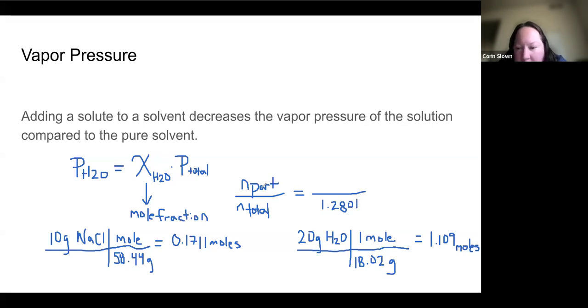And in this case, we're solving for water, so we're going to use the moles of water in the numerator. So that's our mole fraction. Now, we need to know our P total. So in this case, let's assume that it's just one atmosphere. So our P, H2O then, would be equal to our mole fraction. So 1.109 divided by 1.2801. So 0.866.